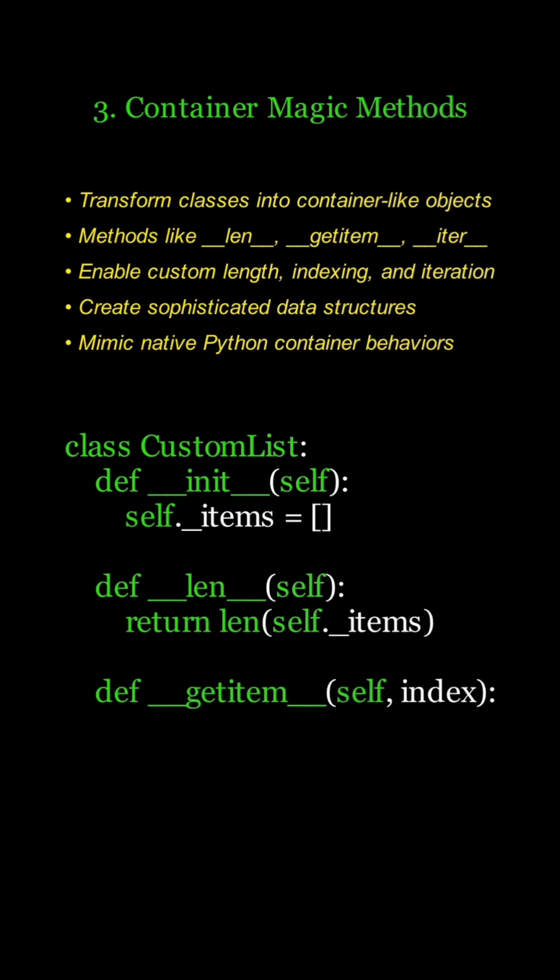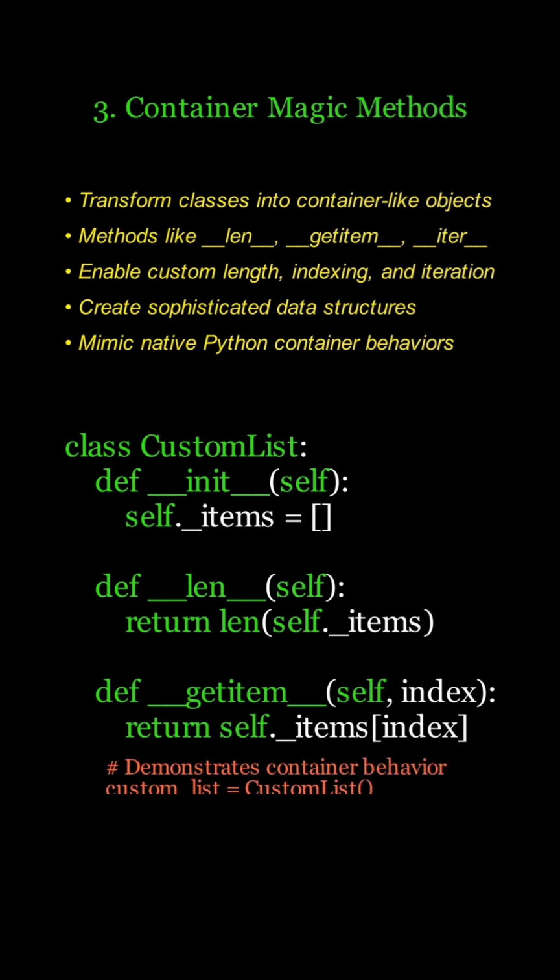In our custom list example, we have implemented __len__ to return the length of our internal storage and __getitem__ to provide access to items at specific indices. These methods allow our custom class to respond to built-in functions like len and support indexing with the square bracket notation. This pattern is incredibly powerful for creating domain-specific collections and data structures that integrate seamlessly with the Python ecosystem.